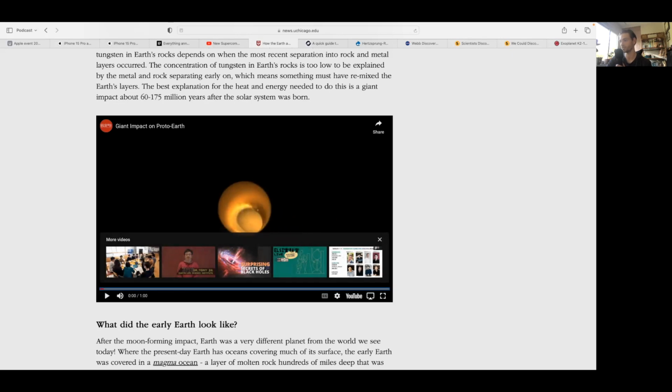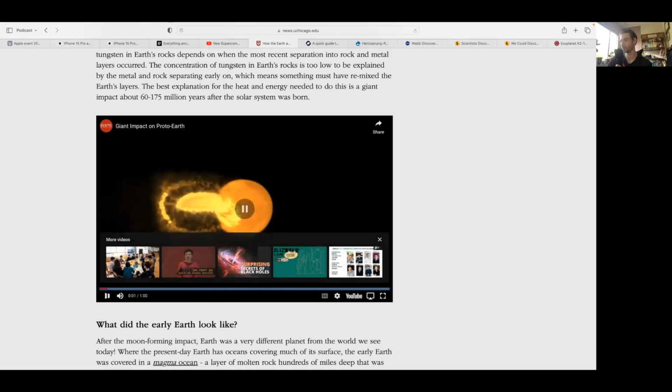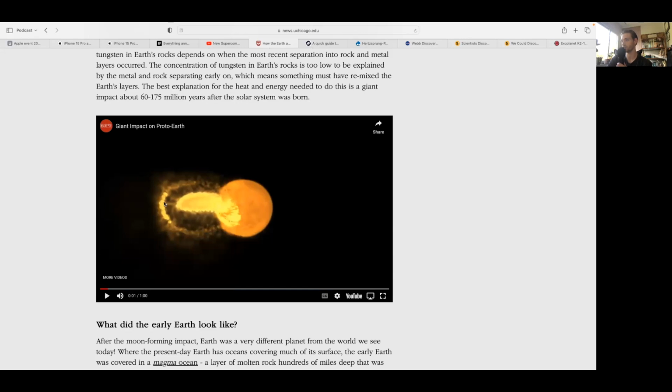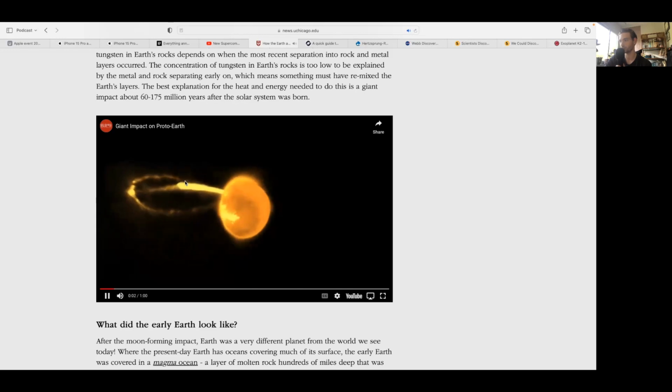When it first makes impact right here, you kind of see that, but immediately on that outer edge, you can see where the moon is eventually going to be formed. And you can see that inside ring area right there is going to go into the Earth, as we will see.